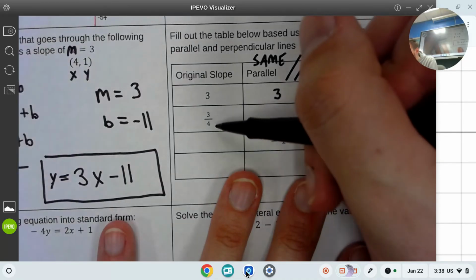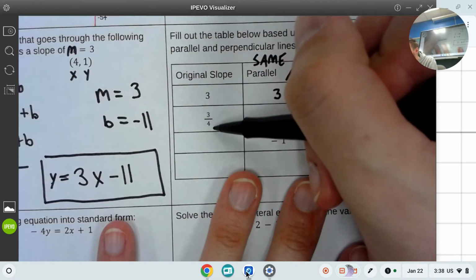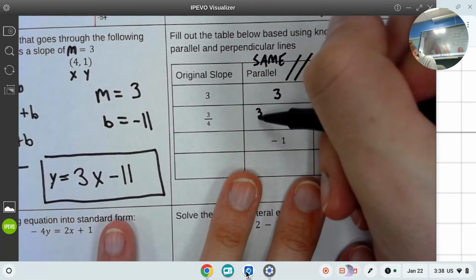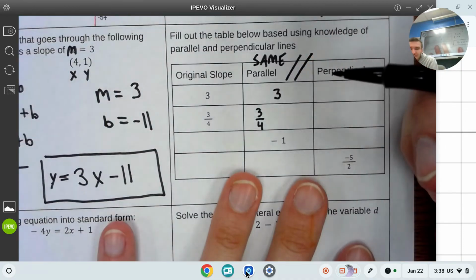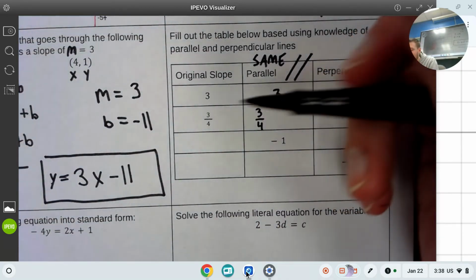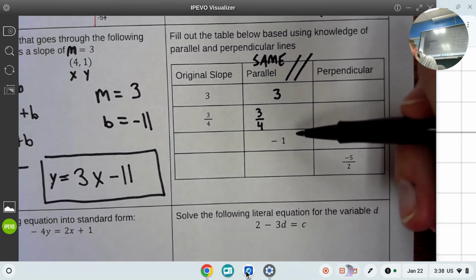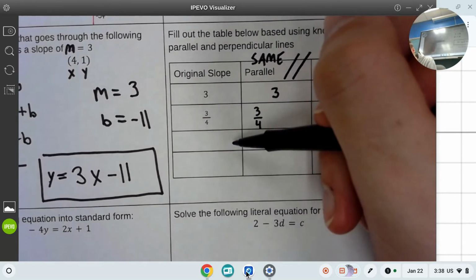If the original slope is 3 over 4, what's the parallel slope? 3 over 4, right? Super easy. And even if the parallel slope is negative 1, what's the original slope?